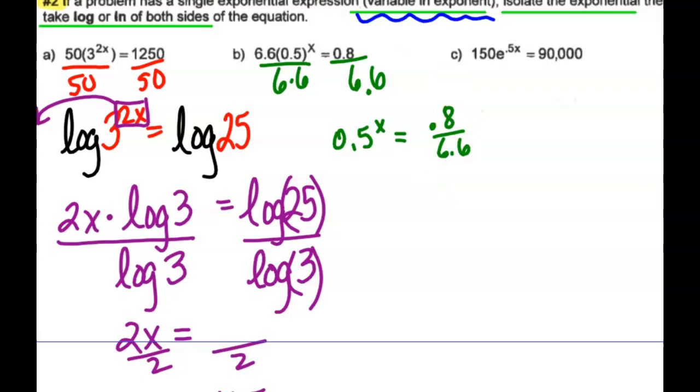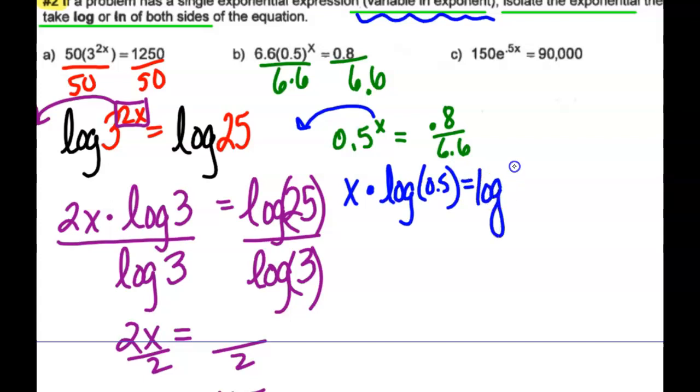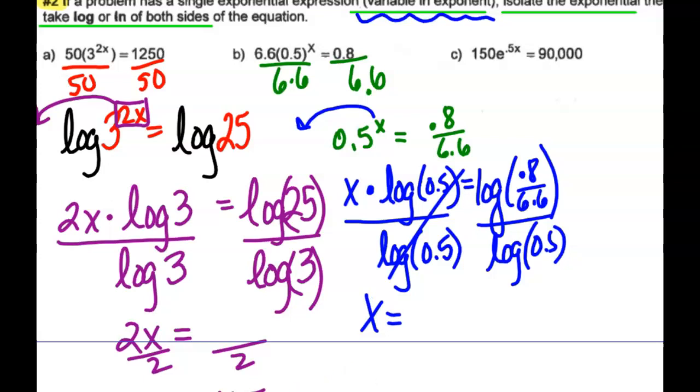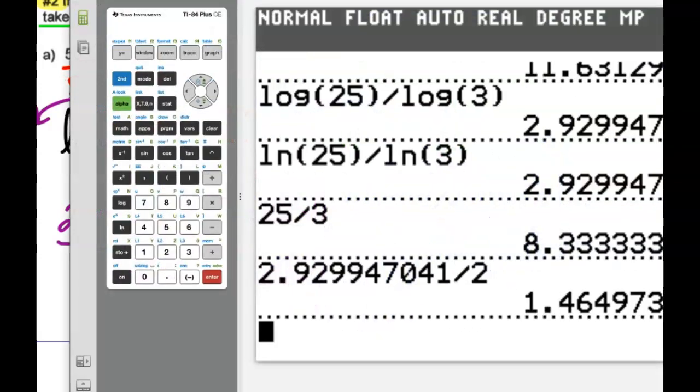Now what do I have to do? Take the log of both sides, and as soon as I do that, that x is going to move out front. So I'm going to write x times the log of 0.5 equals the log of 0.8 over 6.6. So what's the last step I have to do? Divide by that messy log of 0.5. So the log of 0.8 divided by 6.6.